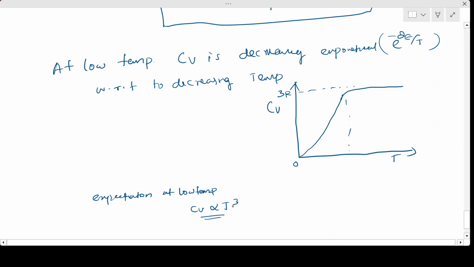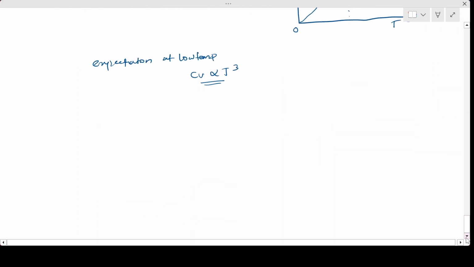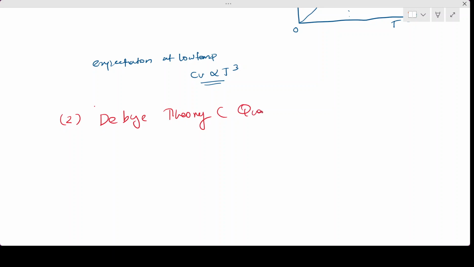So we'll see another theory that we already mentioned earlier, called Debye theory. We'll introduce Debye theory at this point. What Debye theory says is that it is again a quantum harmonic theory. It's a quantum theory.